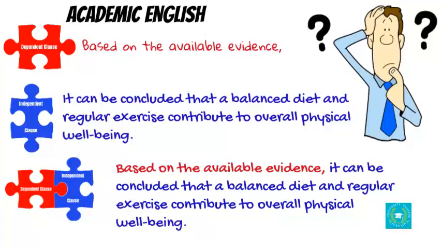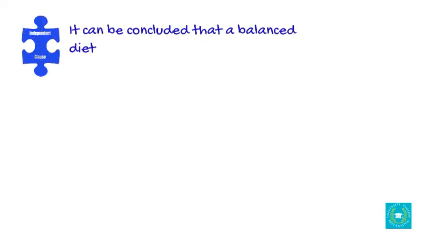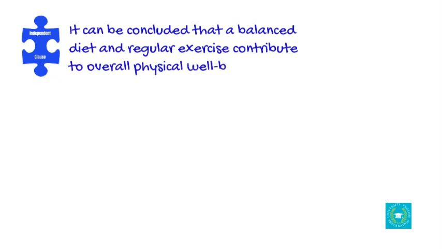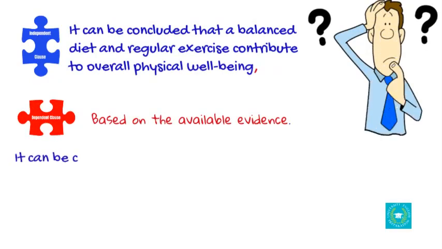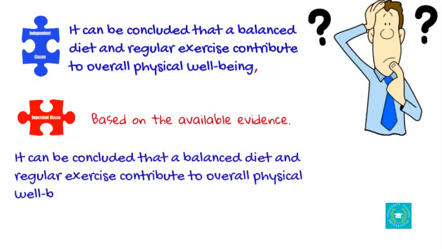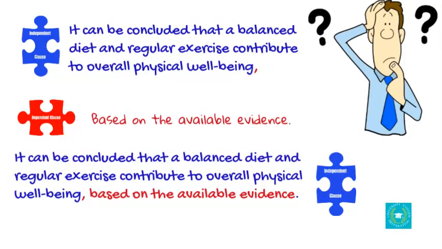We can also use dependent clauses at the end of independent clauses. For example, the same independent clause can have the dependent clause on the end to give it more information. Punctuation is important, and you can see where the comma separating the dependent and independent clauses is in each placement of the dependent clause.